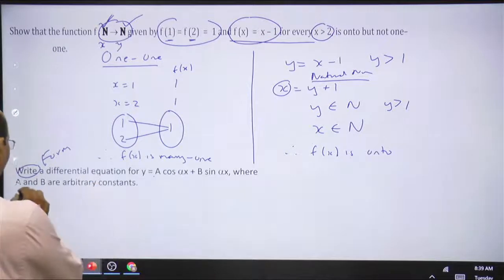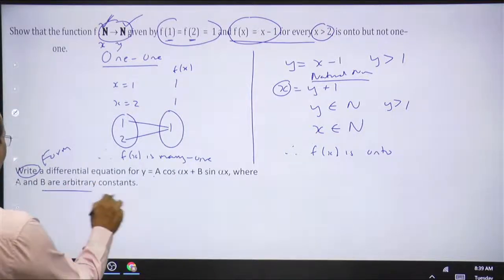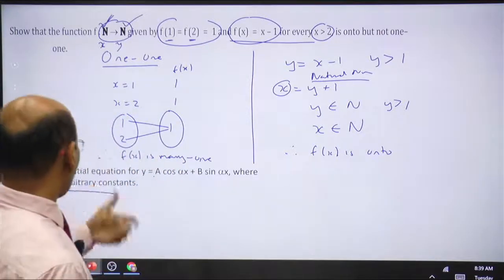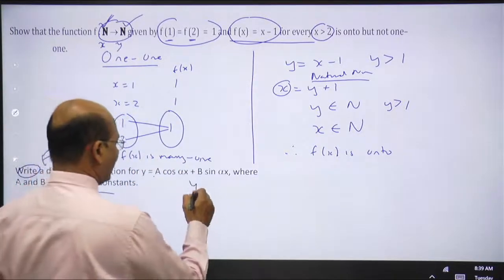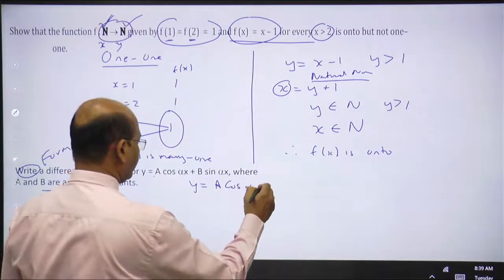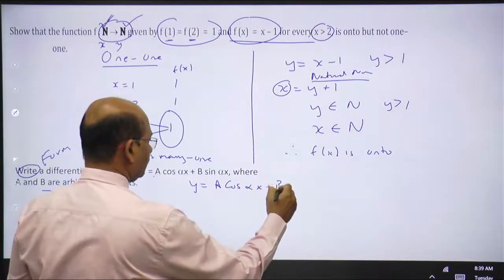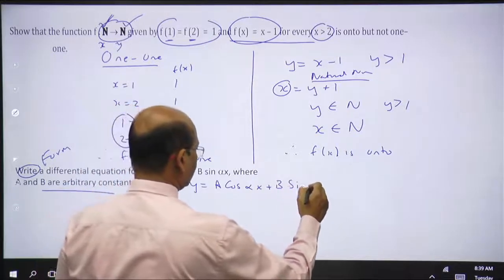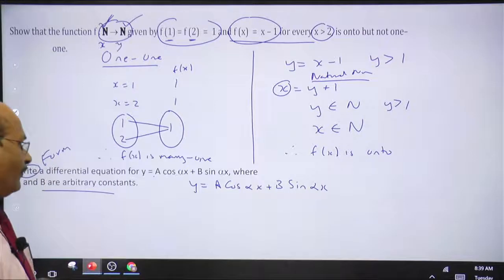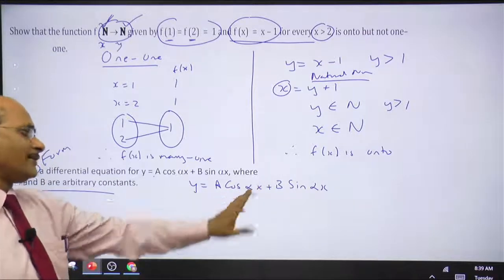So here, a and b are two constants, that means twice you have to take the derivative. They had given here, please understand this: y is equal to a cos alpha x plus b sin alpha x. Now when I say y is equal to a cos alpha x plus b sin alpha x, the first derivative comes up.